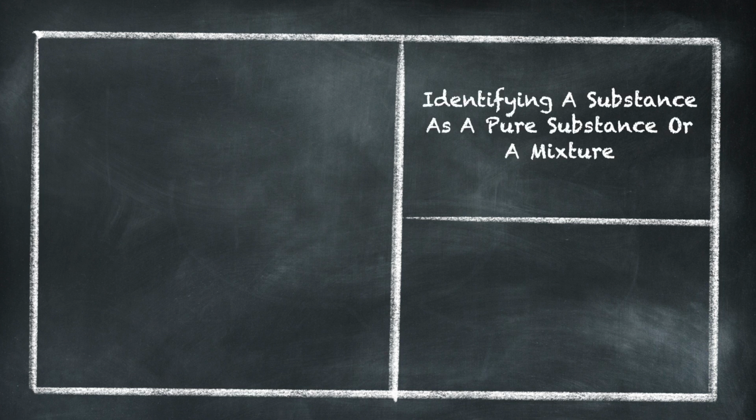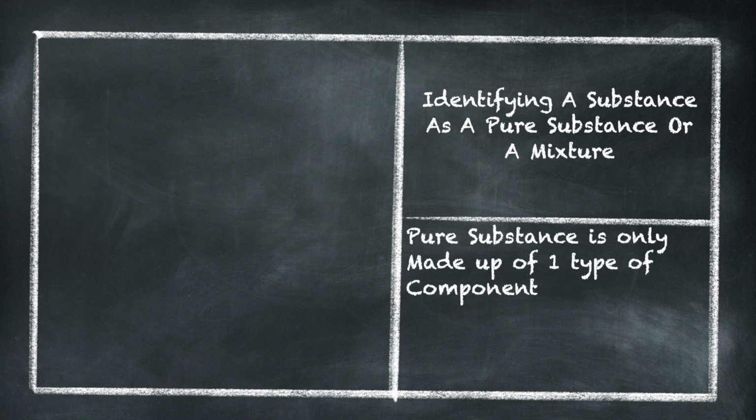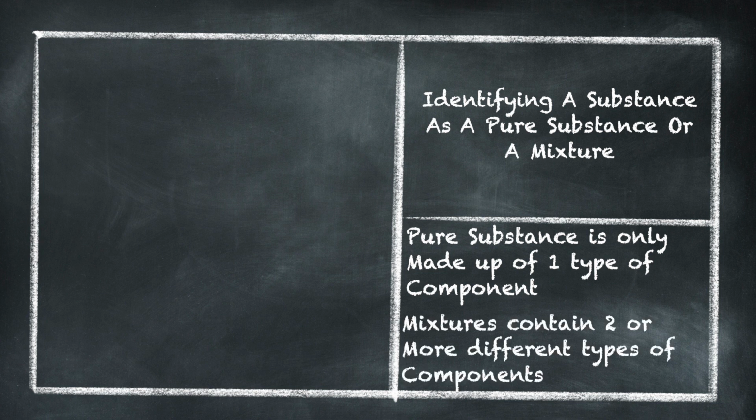Our first 5 questions are going to deal with identifying substances described as pure substances or mixtures. Remember, a pure substance is only made up of one type of component, while mixtures can contain 2 or more different types of components. If you're wanting some extra practice, you can always pause this video in between questions to attempt to classify these objects on your own. So here we go. Substance 1, pepperoni pizza.